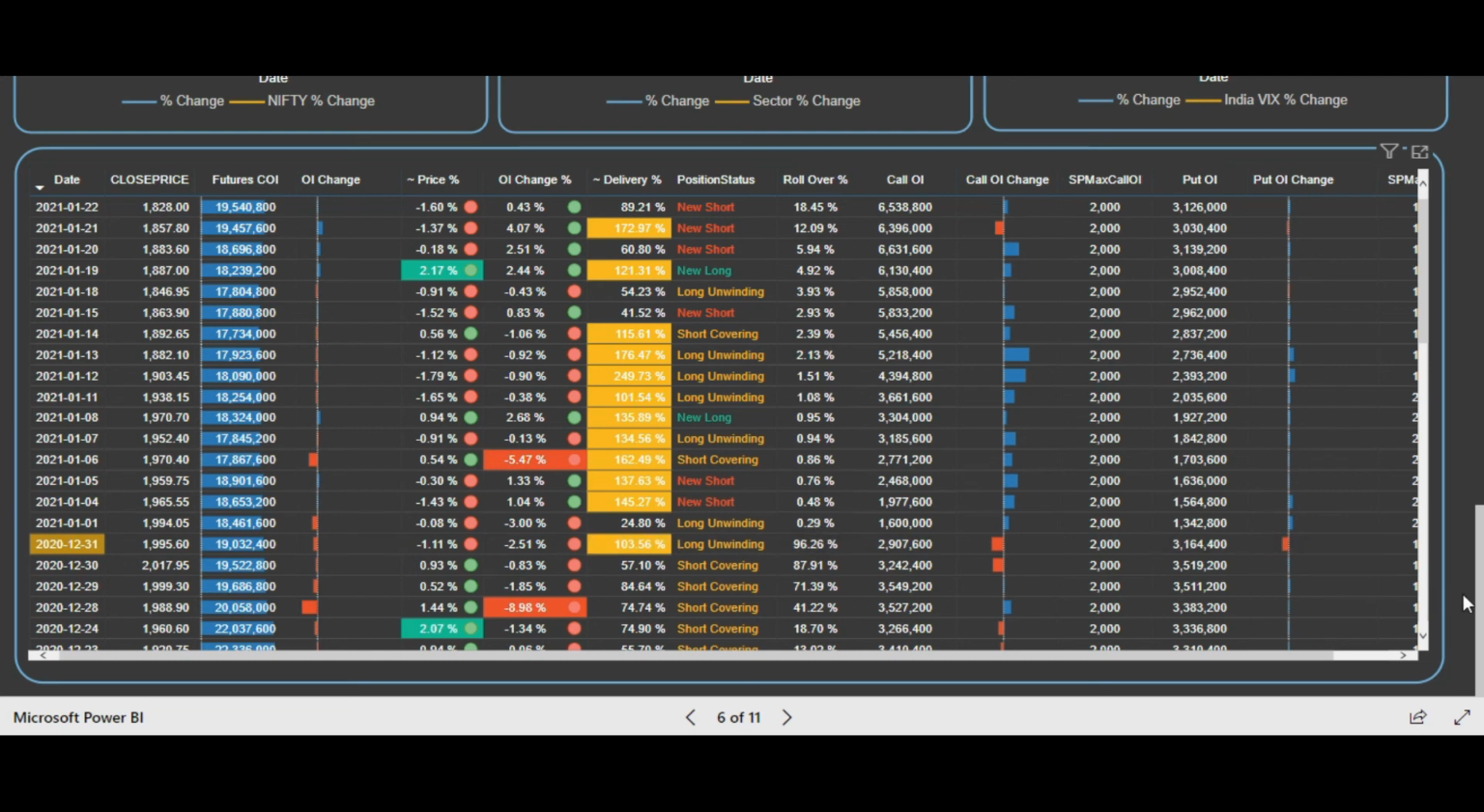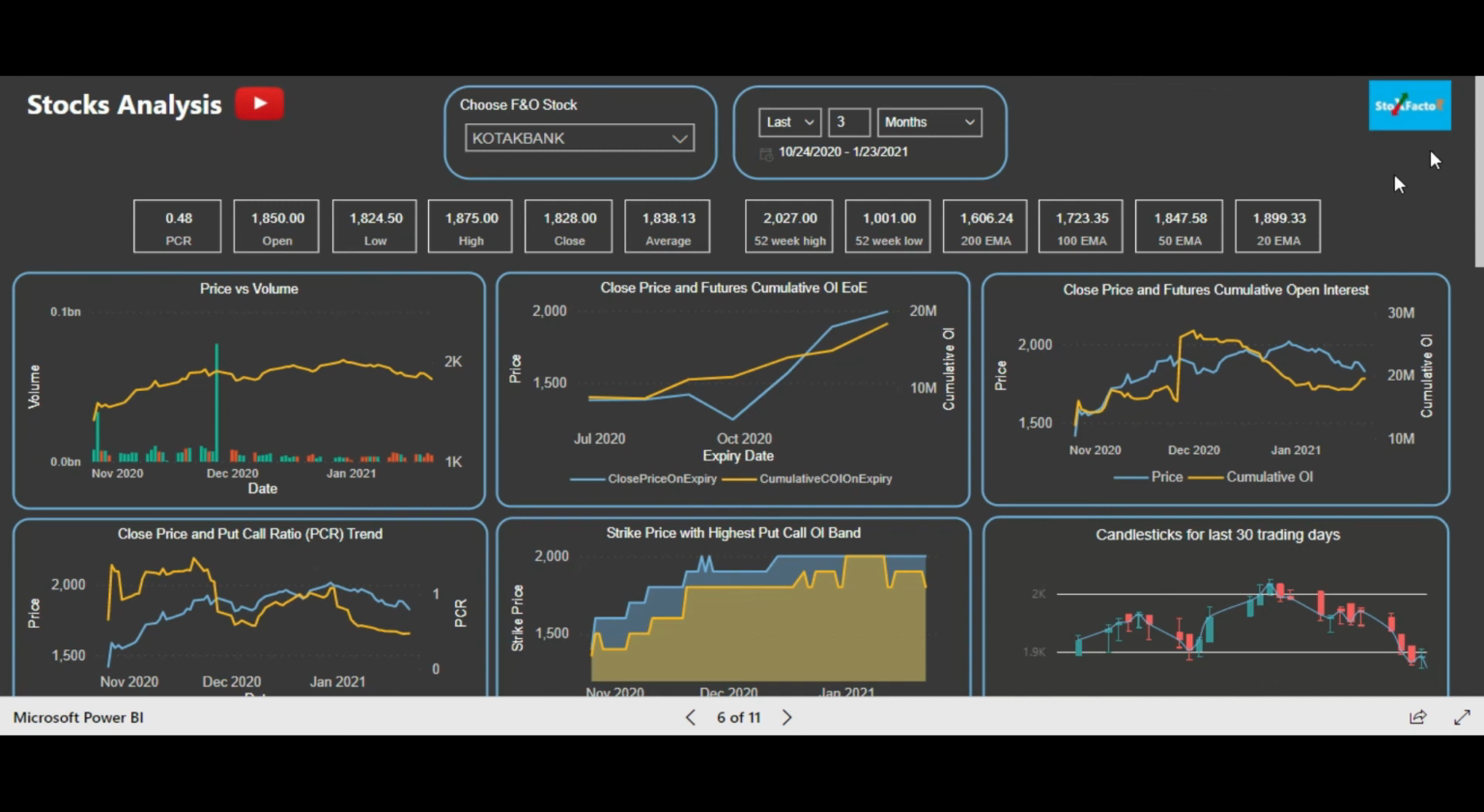So friends, in this way you can analyze the data, and as I mentioned, you have to analyze the rollover percentage not in isolation but in conjunction with the cumulative open interest and the price. So you have to see the trend of all the things. You have to see that the price is rising and the rollover percentage is also high and the cumulative open interest is also rising. Then it means that the stock is in a bullish zone, right?